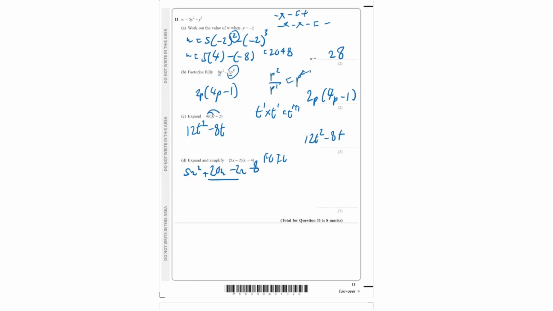Now we combine all the like terms. 5x squared plus 20x minus 2x is 18x, minus 8. So we can write here 5x squared plus 18x minus 8.